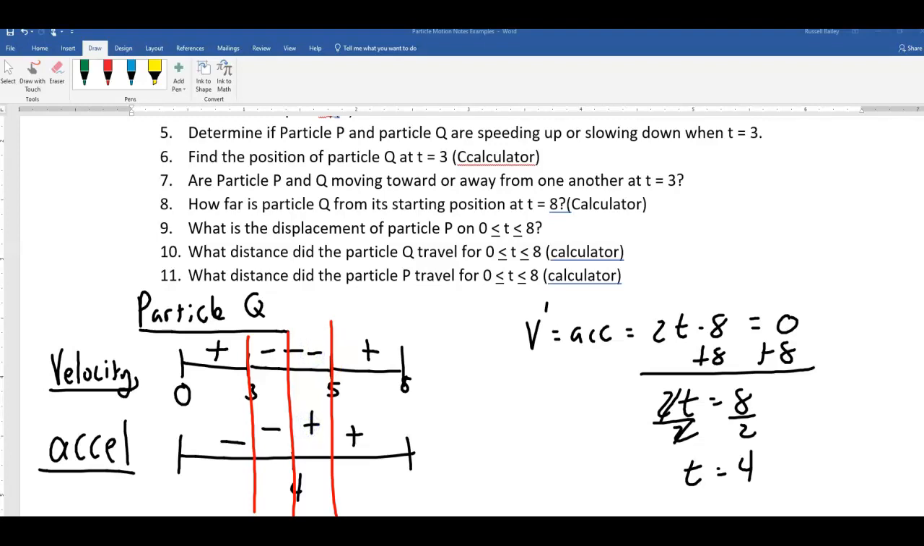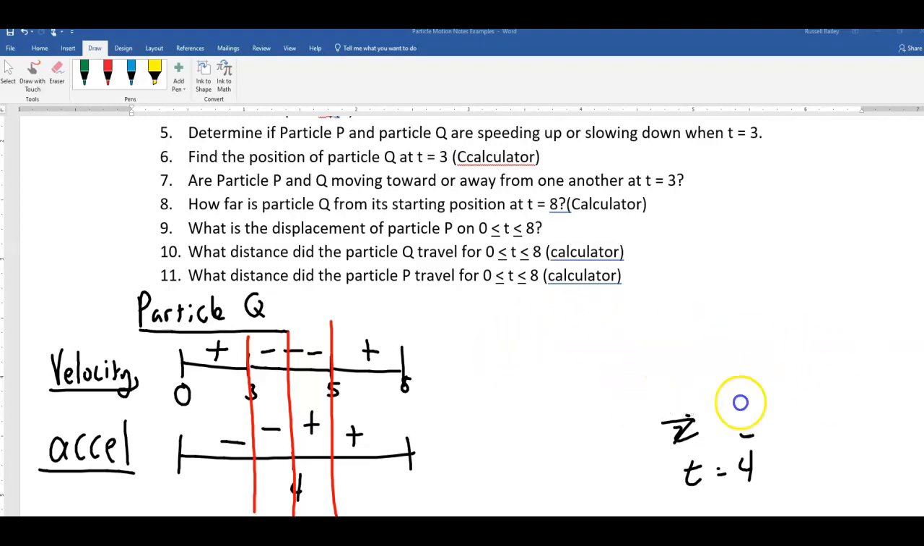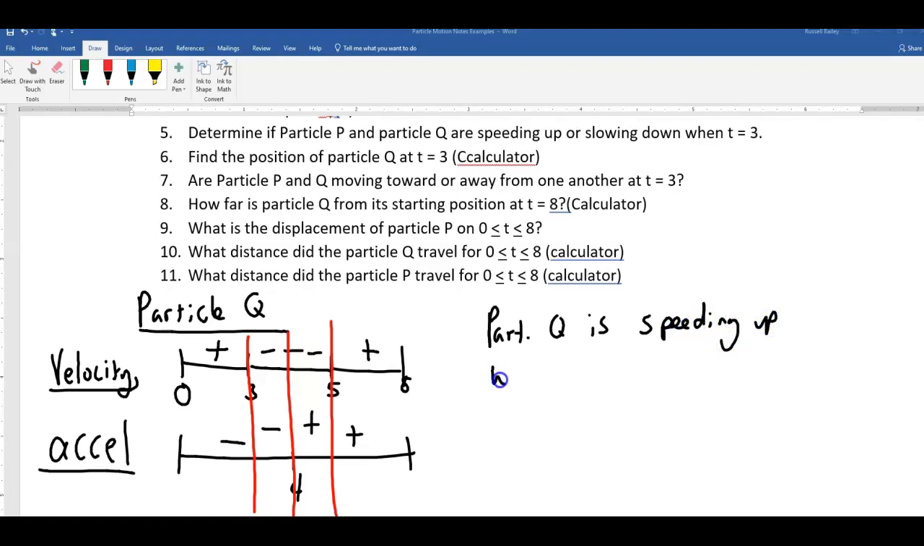So anywhere where they have opposite signs, we're slowing down, and anywhere they're the same sign, it's speeding up. So how would we write our answer for that one? Here we go. We would say particle Q is speeding up when v sub q and v prime sub q, in other words, the velocity and acceleration, have the same sign.